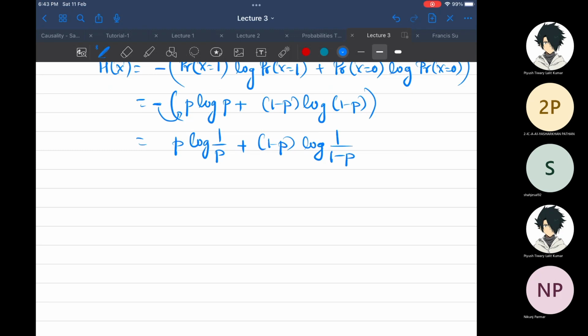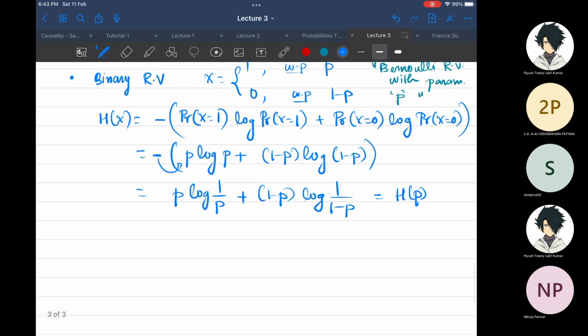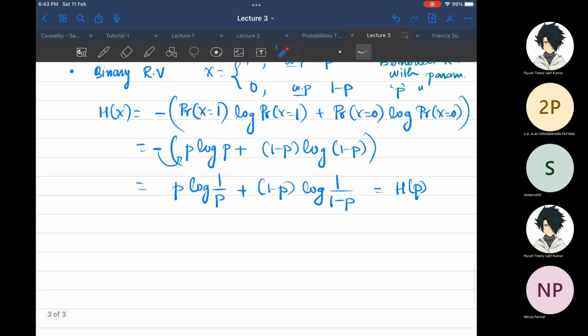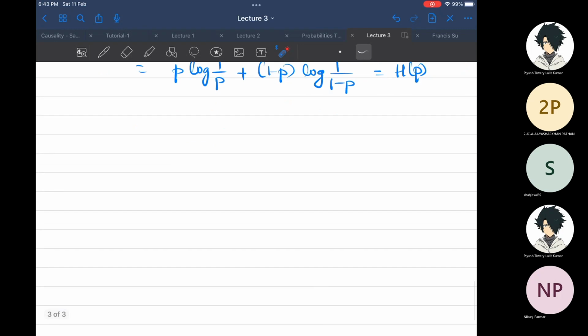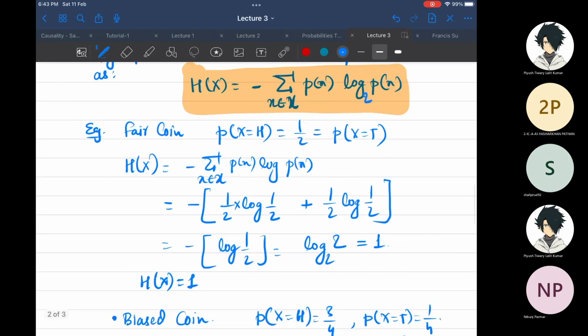This is generally what people call H of p. This is nothing special. It just keeps popping up here and there in information theory, so people have given it a special name, and they call it the entropy of a Bernoulli random variable with parameter p. Even if you don't remember it, it's fine, you can calculate it anyways. Okay, so now I think we have covered this.